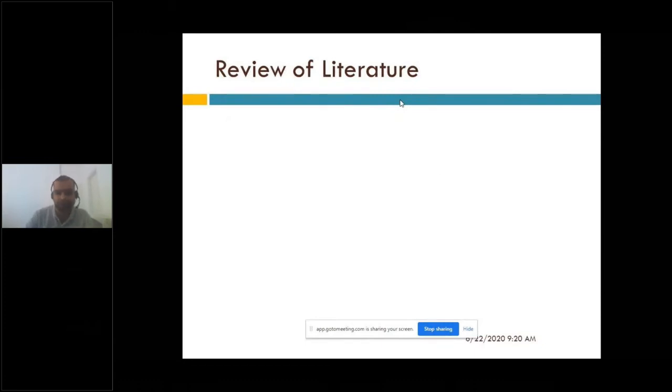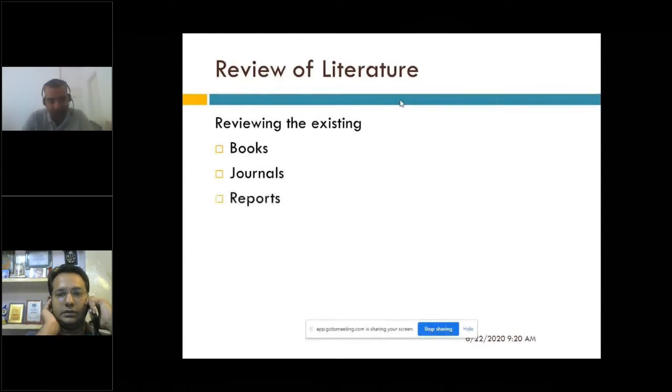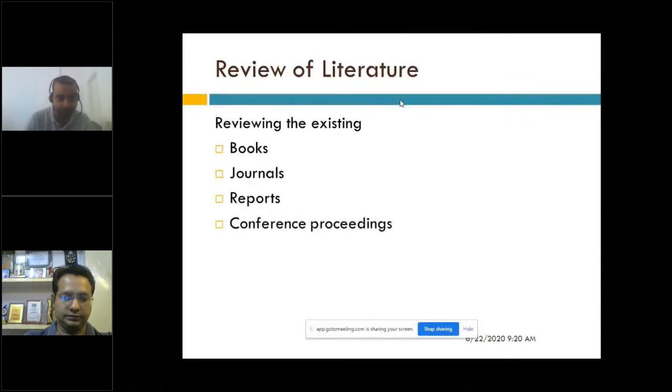Review of literature. It is a very important and painful step in the research process. Reviewing the existing books, journals having research papers, contemporary research papers; we should always refer to the latest journals while we are trying to review the literature. Reports given by government agencies, NGOs, or any other trustworthy sources. Then conference proceedings. These are also very important for review. PhD theses and online resources.